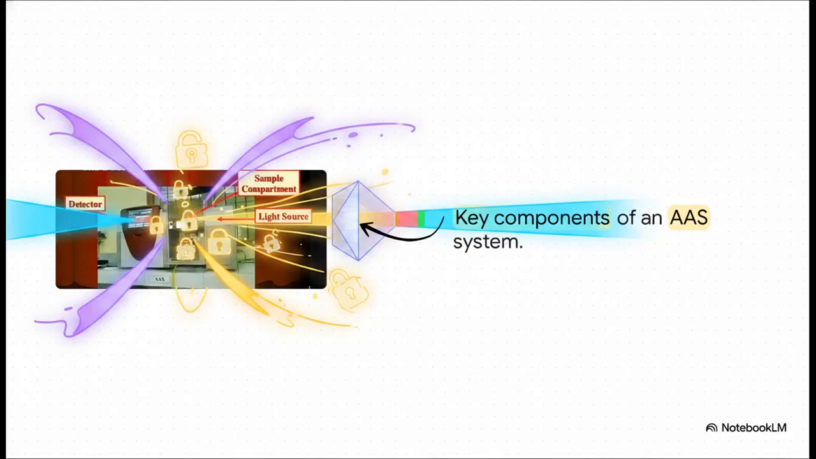Now think of your light source as a highly specific lock and key. Usually, we're using a hollow cathode lamp, or HCL. It emits narrow radiation that can only be unlocked and absorbed by ground-state atoms of that exact same element. Pretty clever, right?